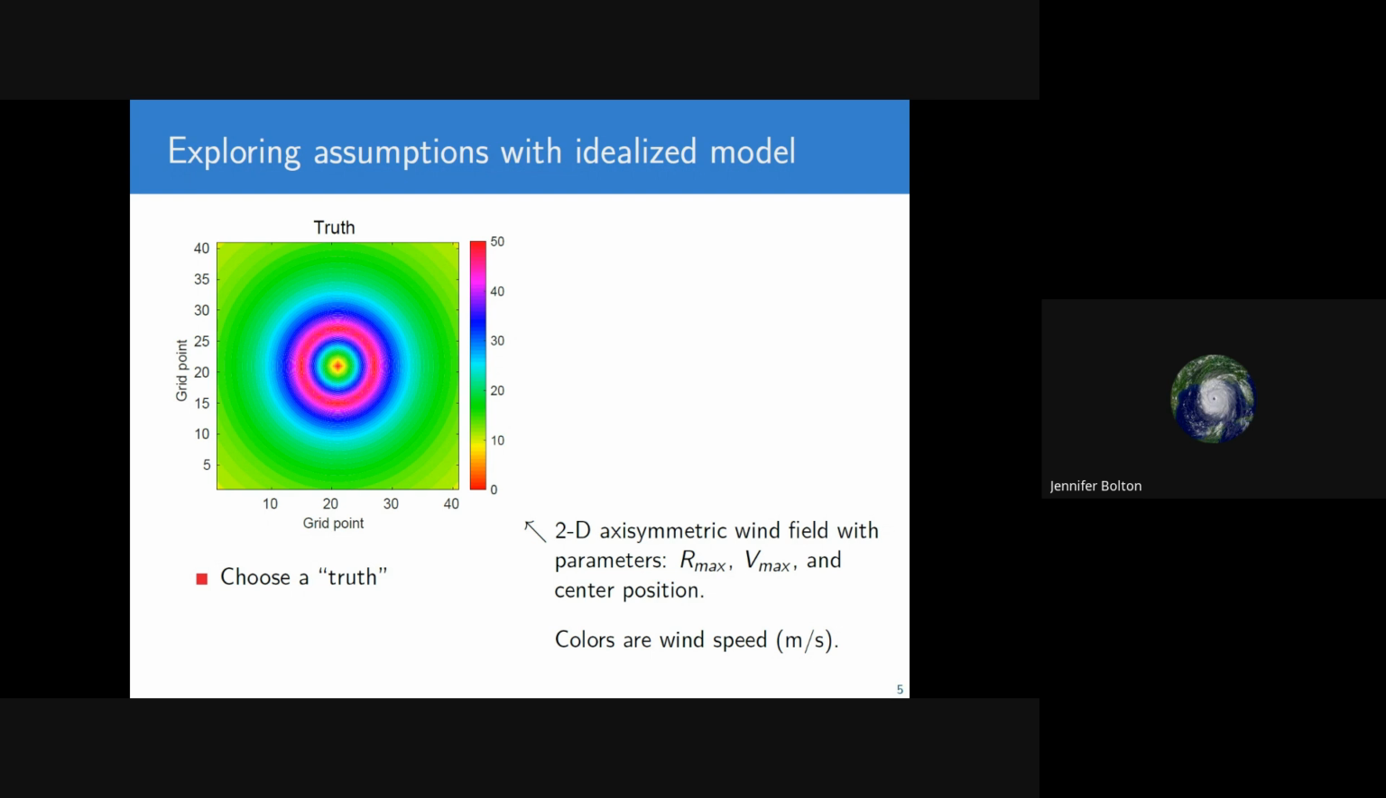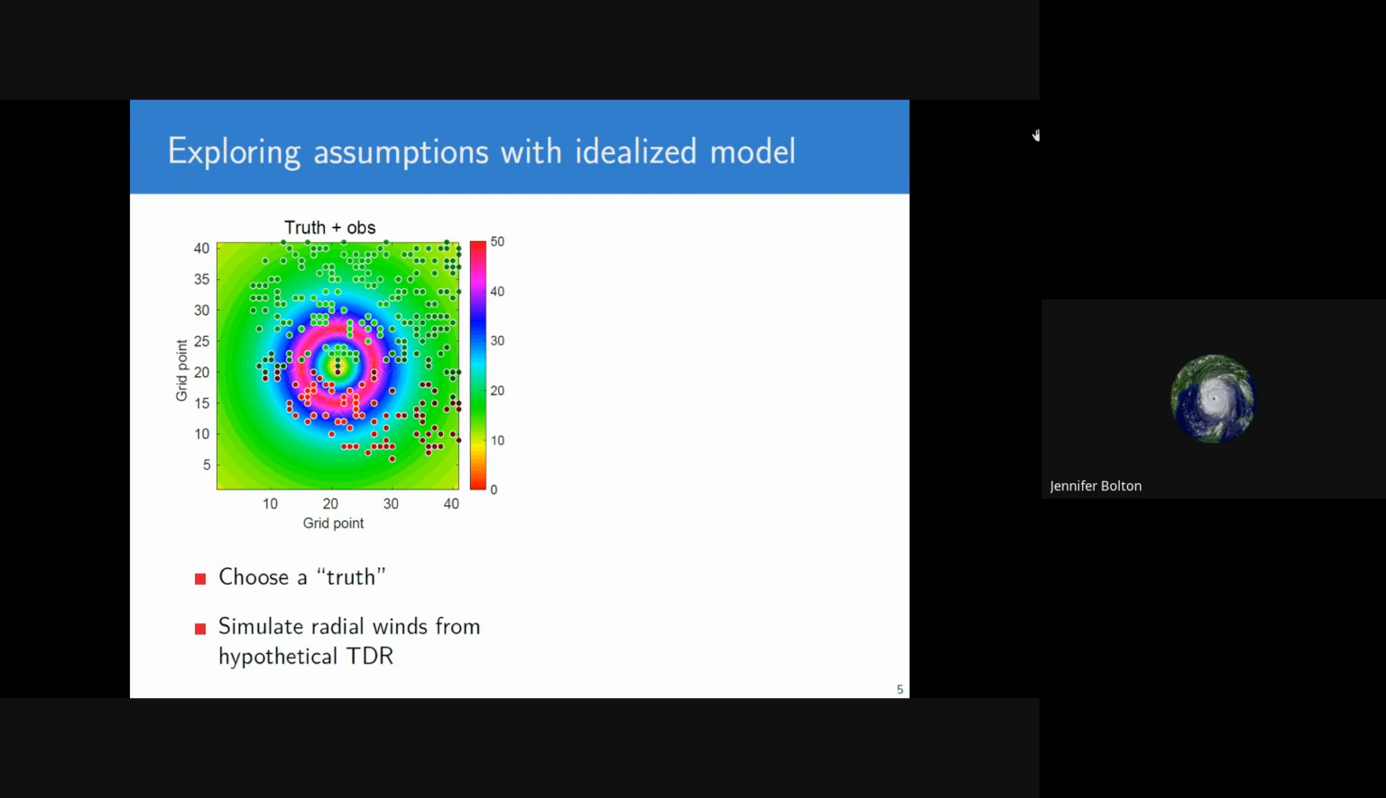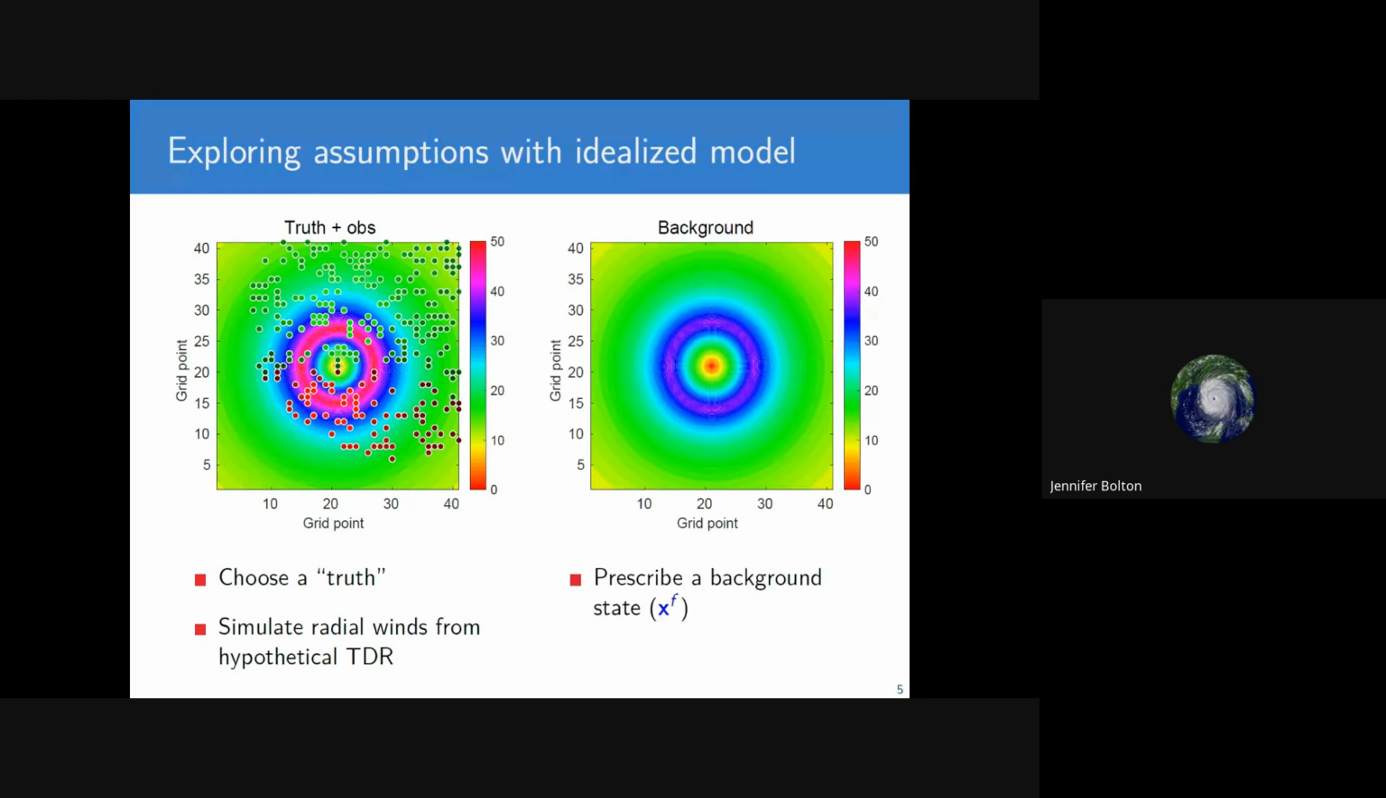From there, I can generate some synthetic observations, which I'm just going to mimic what we do for TDR, and have some radial wind observations that I'm going to assimilate back into this problem. And so those are the distribution of my measurements. Next, prescribe a background. In this case, I'm going to assume that we did vortex relocation. It was done perfectly, which of course is never really the case, but in this case, I can just assume it was done perfectly. And that's what the background looks like. It has an error associated with the peak winds and Rmax, which has to be corrected by data assimilation.